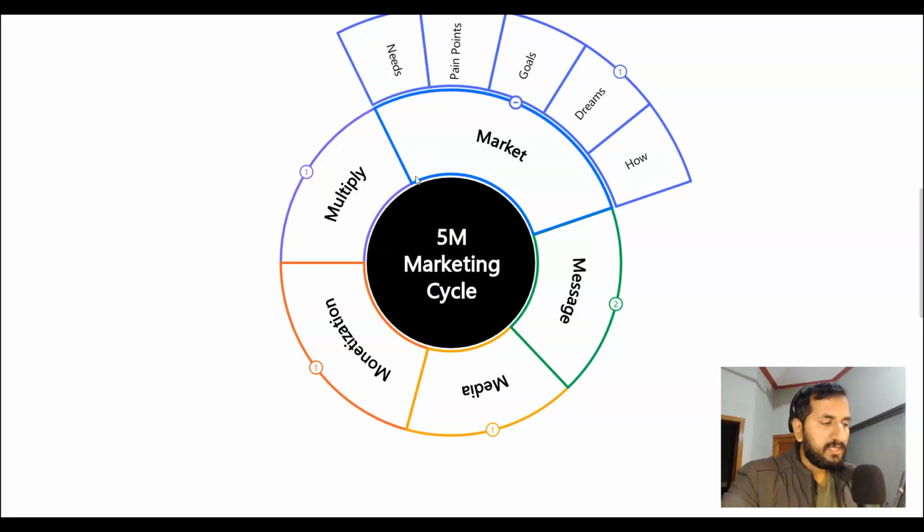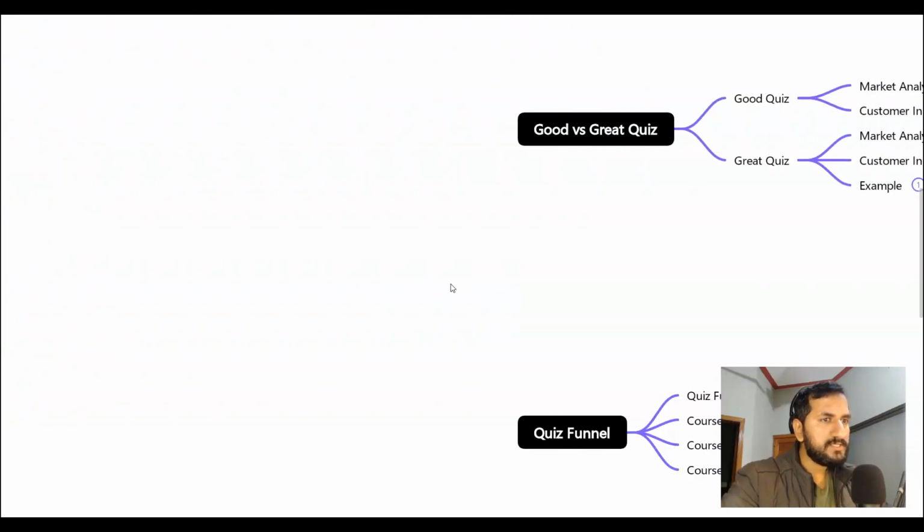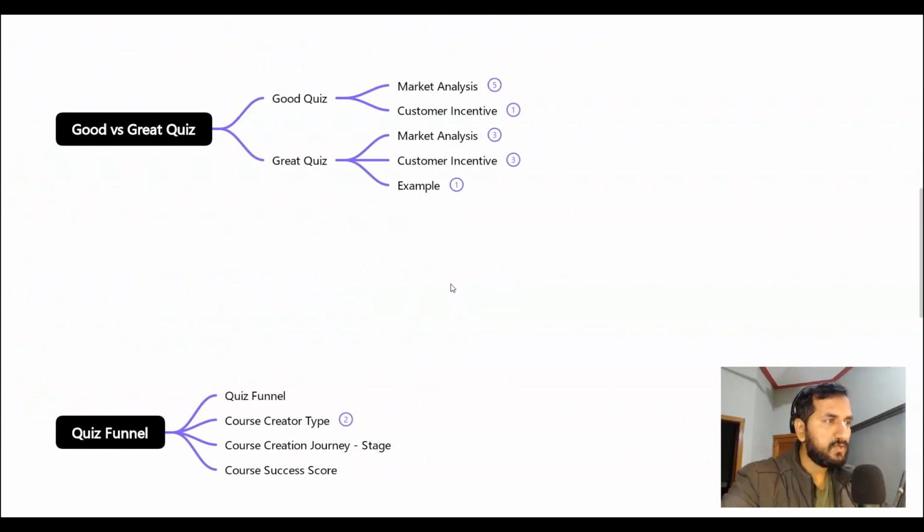When we talk about market data or market analysis, I personally like to go with quiz funnels, and I'm going to share with you some examples of what good or great quiz funnels look like. So if we talk about a good quiz funnel, we are normally doing it in two ways. One is that the goal is to get some marketing data for the customer, their demographics and psychographics.